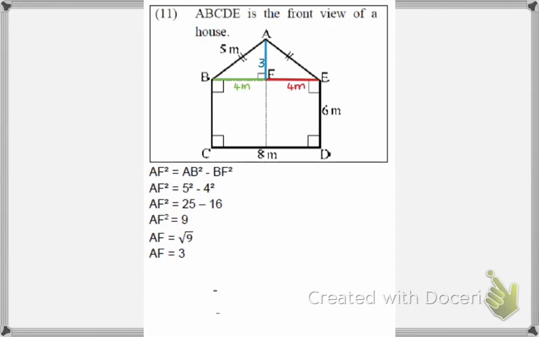So now I can calculate the area of this figure. I'm going to do it in two parts. I'm going to calculate the area of the rectangle first, and then I'm going to add the area of the triangle. The formula for the area of a rectangle is length times base, which in this case is 6 times 8 or 8 times 6. And then the base of that triangle is 8 and the perpendicular height is 3. If you calculate that, your answer will be 60 square meters.